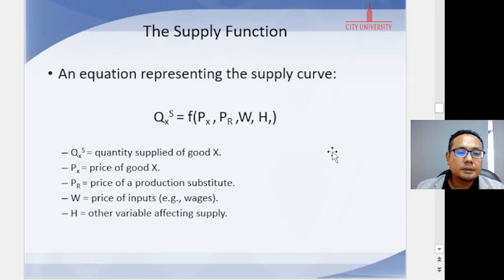Okay, and same with the demand function, we can see the equation representing the supply curve. The quantity supplied of good X equals the price of good X, the price of production substitutes, and the price of inputs like wages. Price of inputs can include anything that contributes to the cost of production, like wages. So these are the other variables affecting supply.